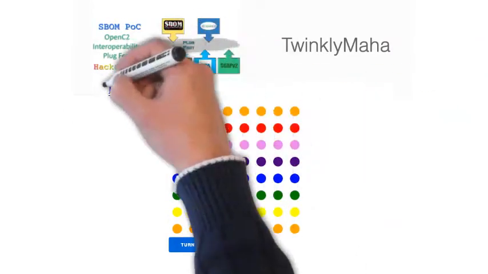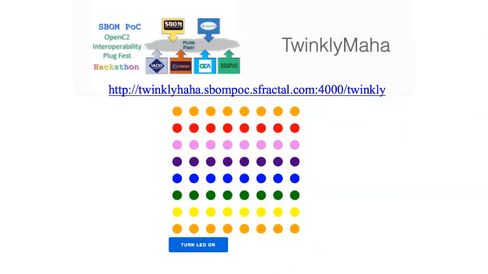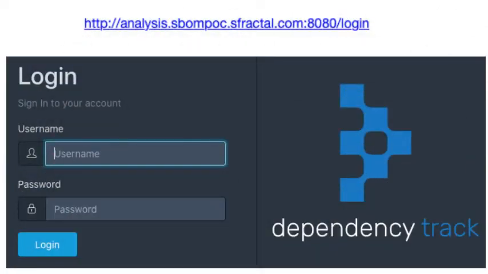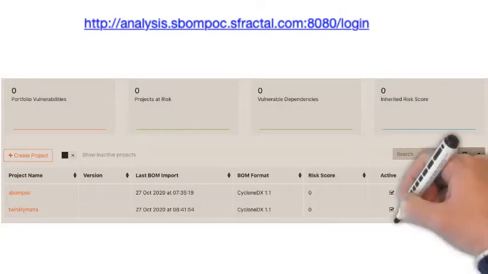Besides TwinklyMaHa, there's also TwinklyHaHa. There are SBOMs for all three systems. In addition, there's a fourth system, analysis.sbompoc.sfractal on port 8080, and it requires a login. And this is the analysis of the SBOMs using the OWASP Dependency-Track. It's live for the Plugfest. Ping me on Discord and I'll give you the login info.